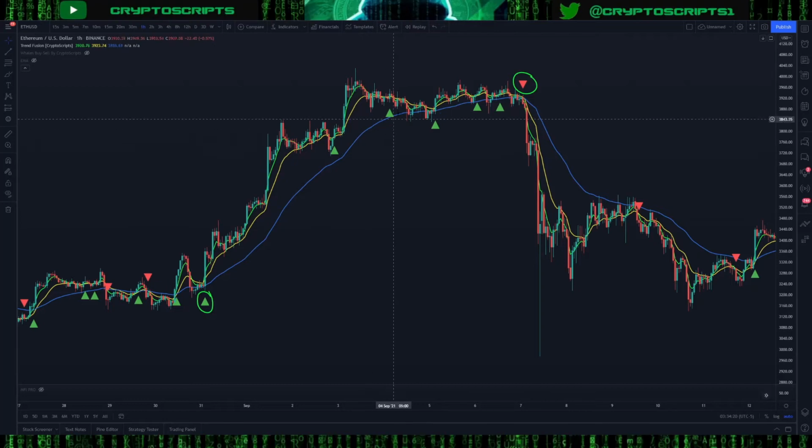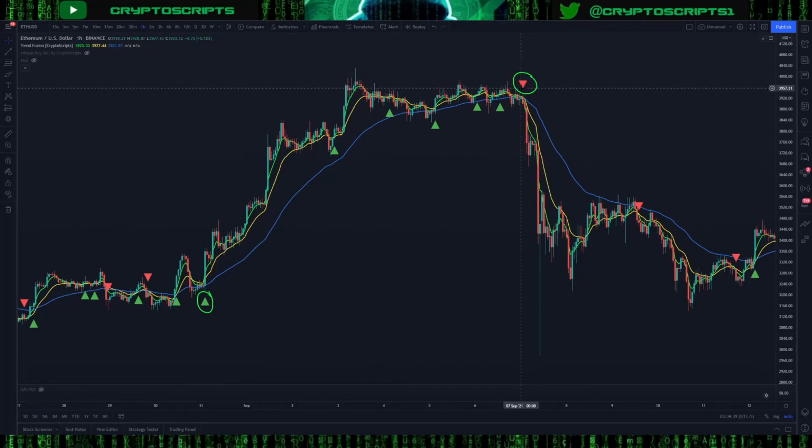It caught that whole move, and you can see here that if you didn't get in on August 31st, it gave you another entry on September 2nd to still catch over a $300 move here. And you can see here it kept flashing these long signals, but then it flashed this short signal. That was the first short signal in over a week.